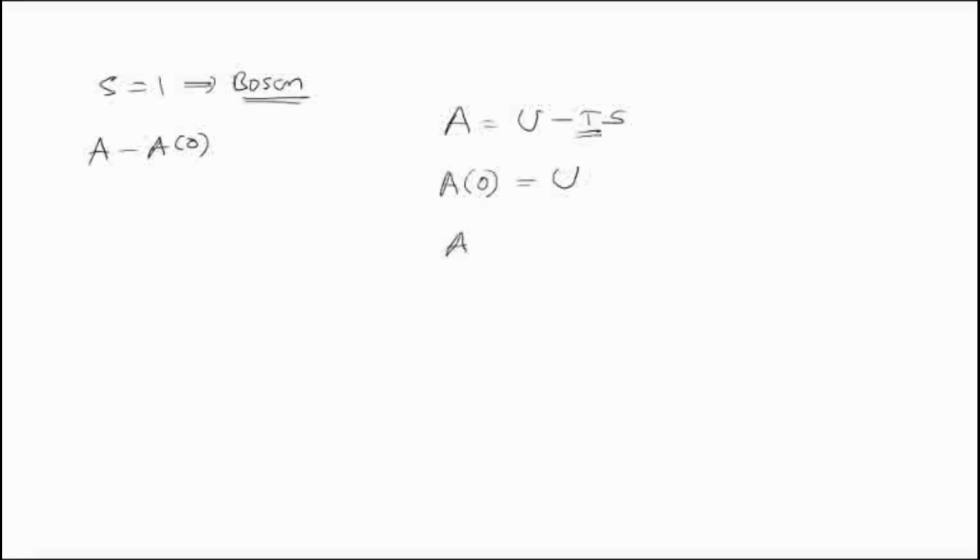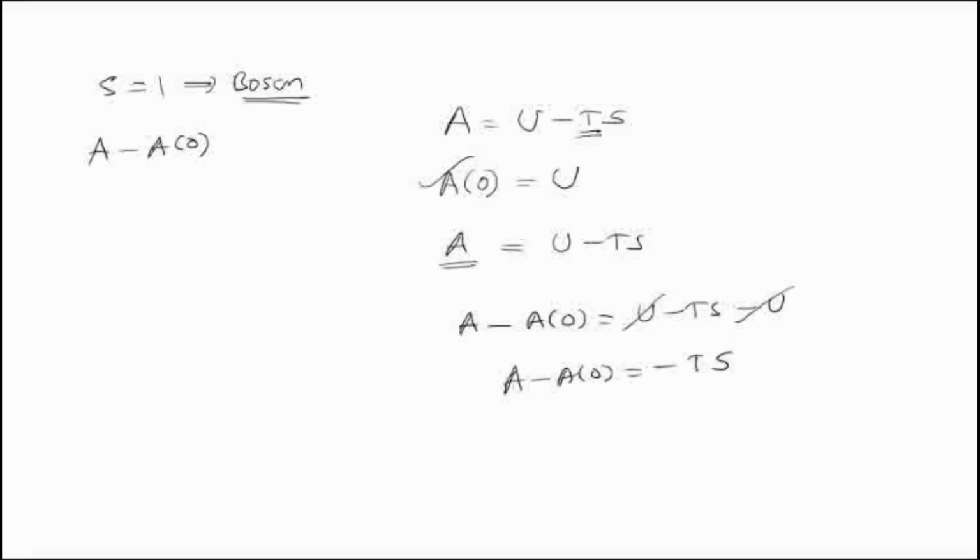Similarly, Helmholtz free energy at any other temperature is equal to U minus Ts only. Okay, this is at 0 Kelvin. This is at any other temperature T. Now, what is the difference? A minus A naught equal to U minus Ts minus U. So plus U minus U cancel out. So A minus A naught is equal to minus T into entropy.